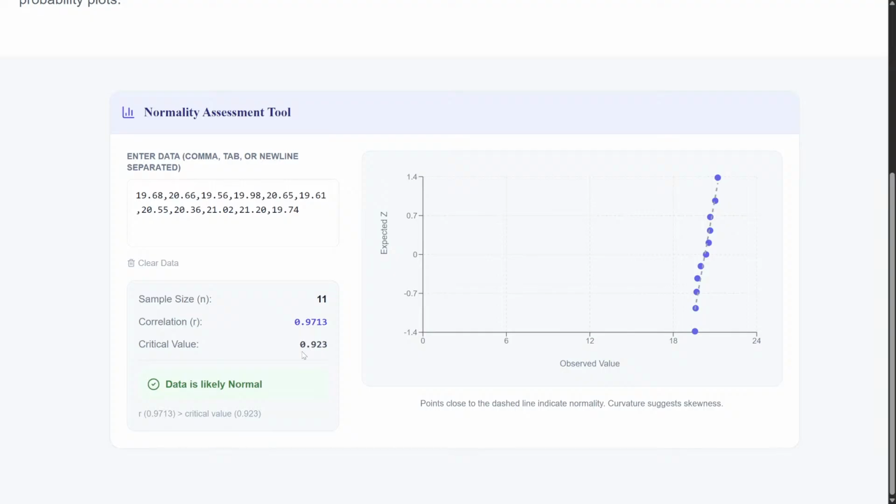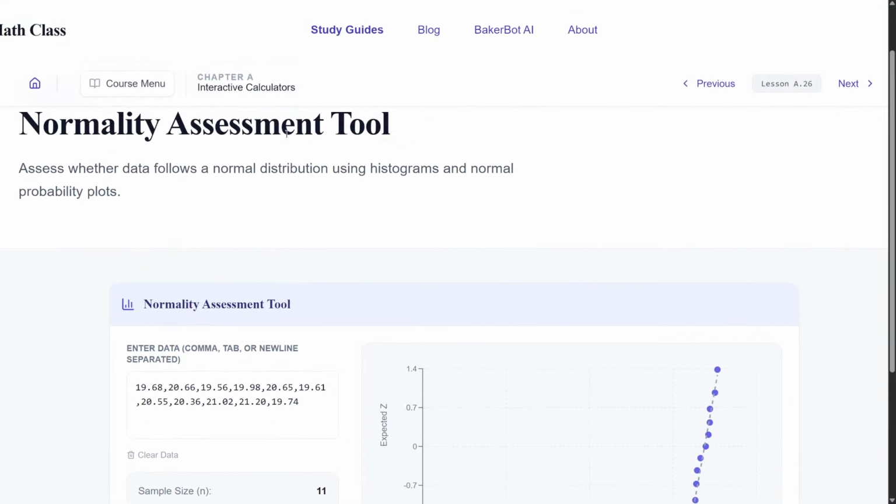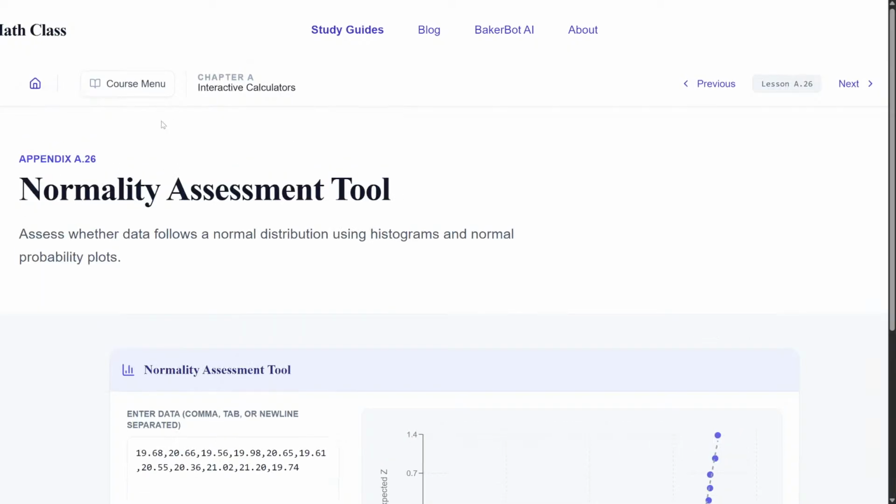For most situations, you can assume that it's normal unless it looks really crazy. For the homework, you can assume that it's normal because they wouldn't give it to you if it wasn't normal. But this calculator is there. I'm actually going to build this into that other calculator. I'll fix it, so that it will test the normality and tell you right there if it's normal or not.